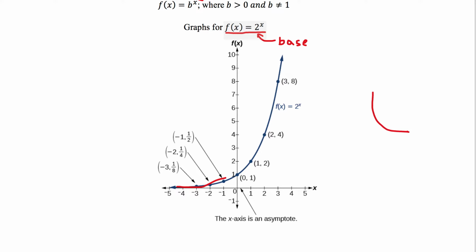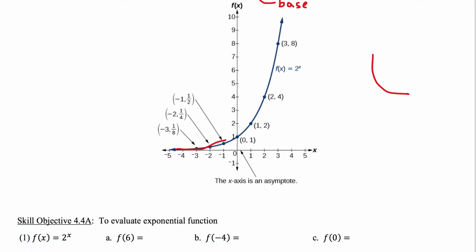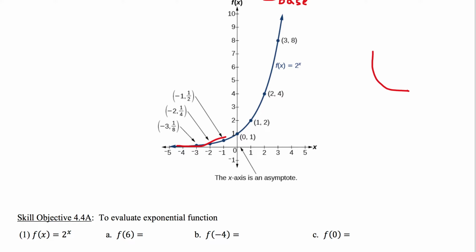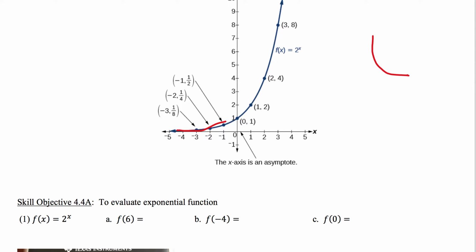All right, so the first thing we're going to learn in this section is evaluating an exponential function at a particular value. We're going to start with f of x is equal to 2 to the x power, and we're going to evaluate it at 6, at -4, and at 0. Remember that when we have notation like this, all it means is that you're going to take the number in the parentheses and plug it in for x. So for f of 6, we're going to take our base of 2, and instead of raising it to the x power, we're going to raise it to the 6th power.